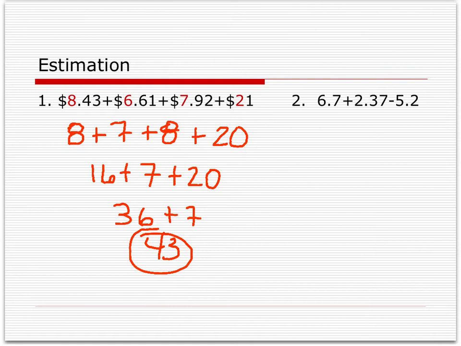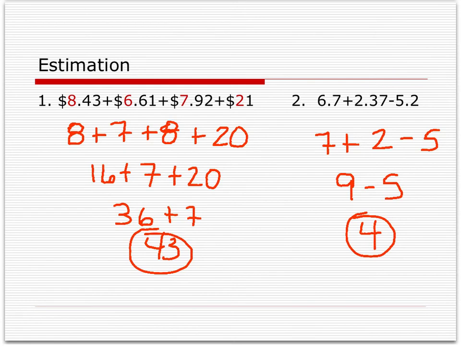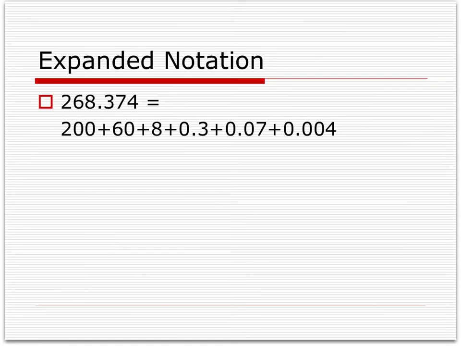Press pause right now and you try the next one using estimation. Then you can press play to check your answer. 6.7 is going to round to 7. 2.37 is going to round to 2. 5.2 is going to round to 5. Notice there's subtraction in there, so hopefully you picked that out. So 7 plus 2 is 9, and 9 take away 5 is 4. So your estimated answer should have been 4.